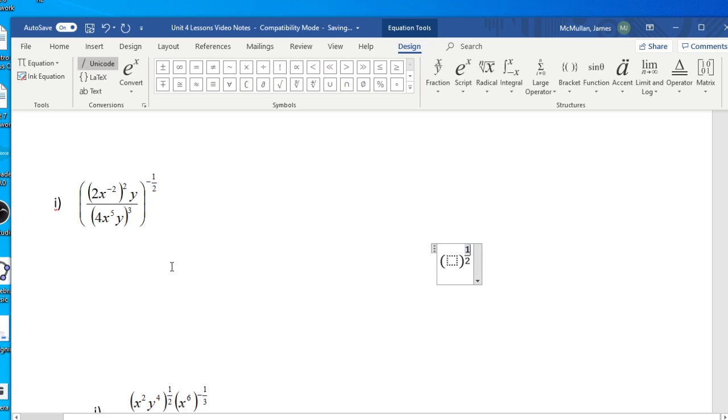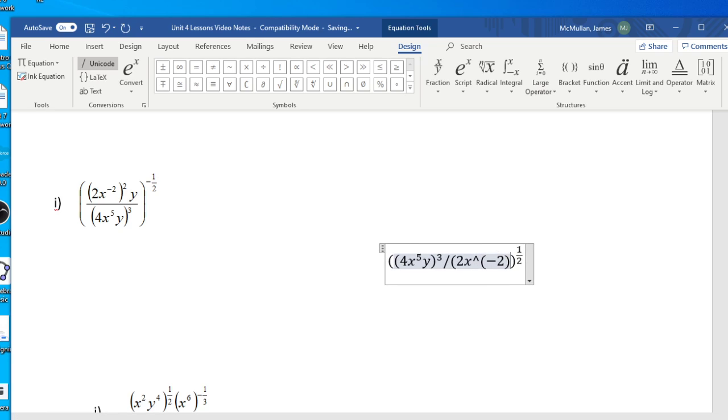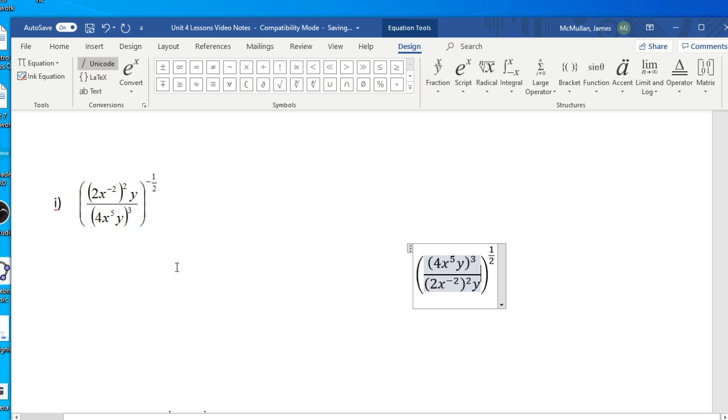Okay, so I'm going to change the exponent to a positive 1/2 instead of a negative 1/2. And to do that, I'm going to bring the bottom, x to the 5, y cubed, to the top, and the top to the bottom.